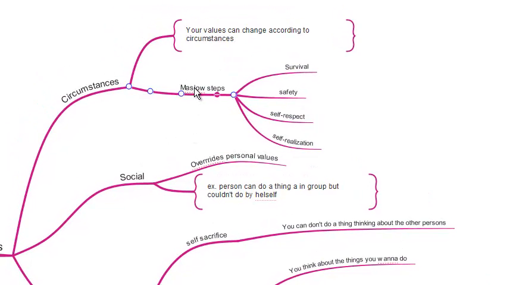You probably know Maslow's pyramid. You have steps in that pyramid. The first, at the base, is survival, and after that safety, and after that self-respect, and after that realization. Each step is from each role of your life. For example, you have a role about your family, a role about your work, a role about being a student.